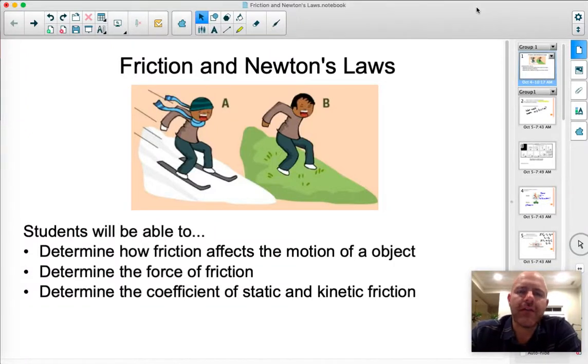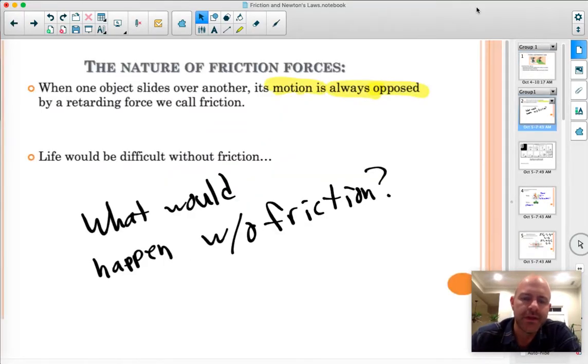Hi there, we're taking a look at friction and Newton's laws today, specifically how friction affects the motion of an object, the ways that we can find the force of friction, and a little bit about what we call the coefficient of static and kinetic friction. The first thing about friction is how it behaves.